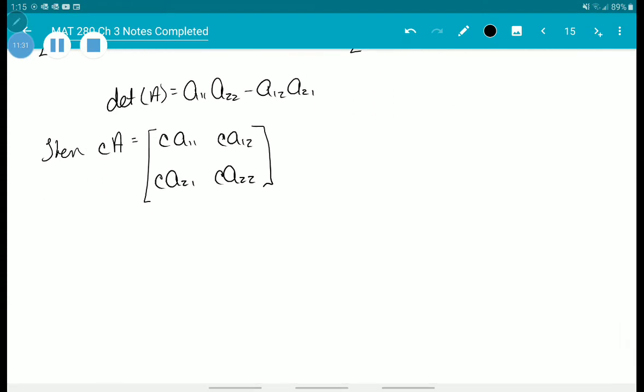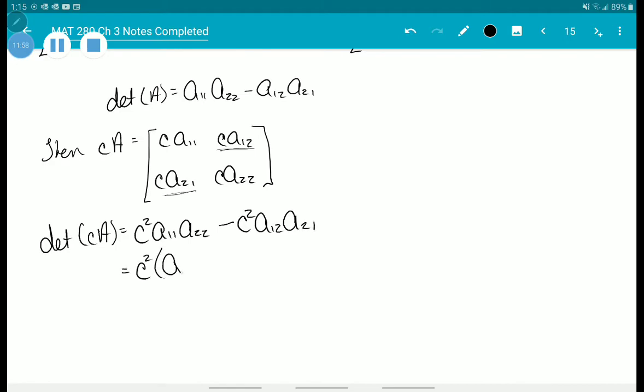So now let's look at the determinant of this guy. We're going to have CA11 times CA22, which is C squared A11, A22, minus, and then we would have CA12 times CA21, which is C squared A12 times A21. And notice both of those terms have a C squared in common, so we could factor that out. And this guy is the determinant of our matrix A.